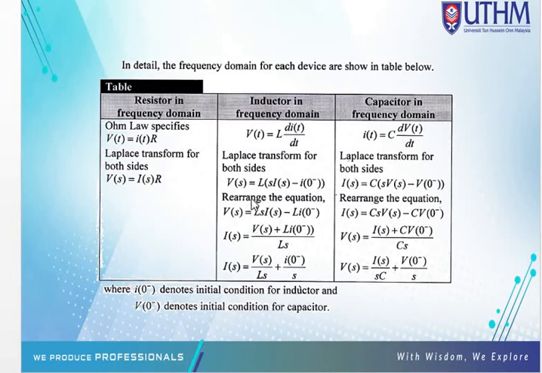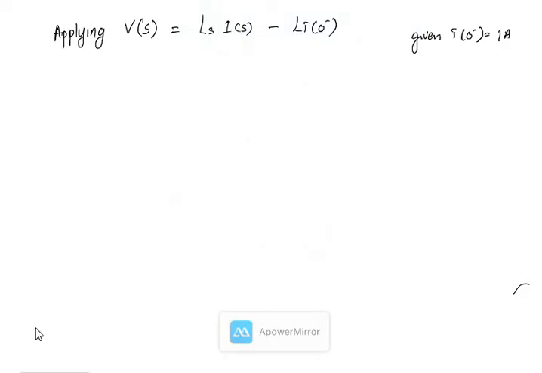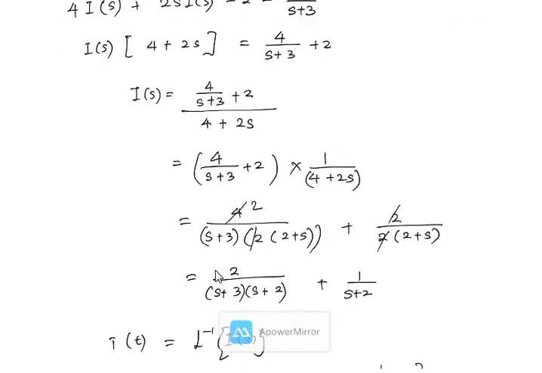For the inductor in frequency domain, we have V(s) equal to L s I(s) minus L i(0). So applying V(s) equal to L s I(s) minus L i(0), and the i(0) in the equation given is 1 ampere. So we substitute in. L is equal to 2. So 2 s I(s) minus 2 multiplied with 1. So I(s) we obtain from the question is, so this is the I(s) that we obtain.